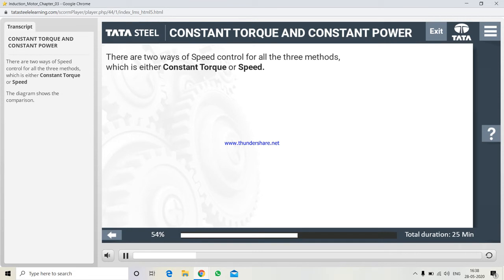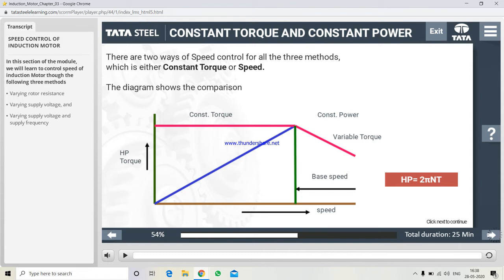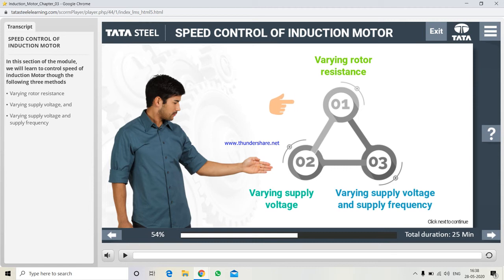There are two ways of speed control for all the three methods, which is either constant torque or constant speed. The diagram shows the comparison. Click Next to continue.